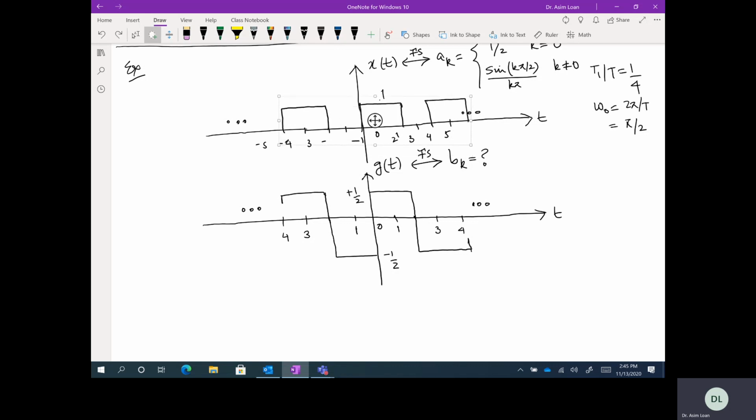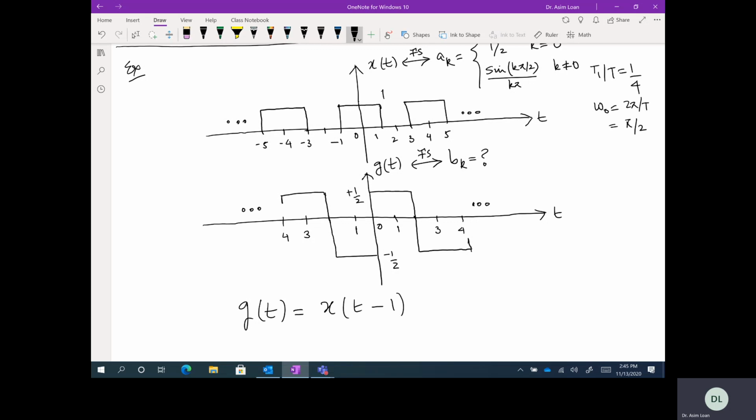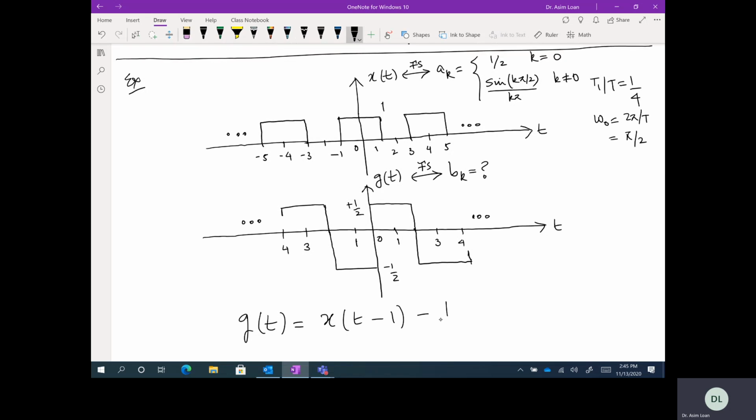So let me redo this. This means g of t is x of t minus 1. So when I shift it to the right, it's x of t minus 1. And when I subtract the average value, which is half, I get this waveform, right? Good.